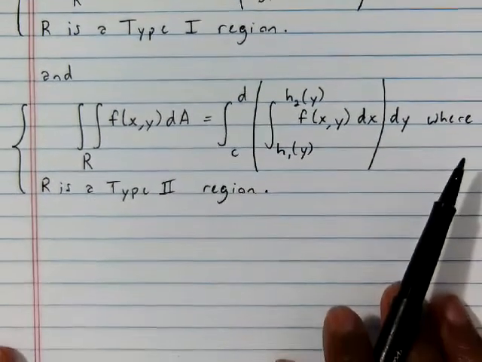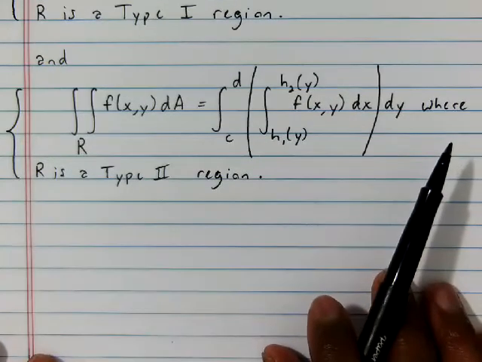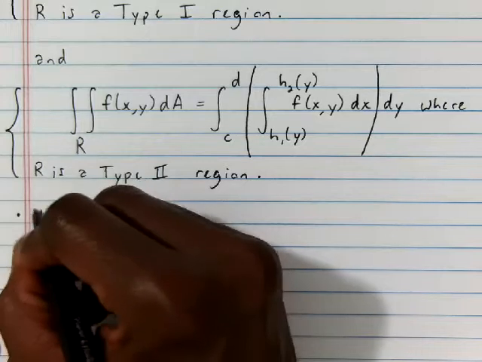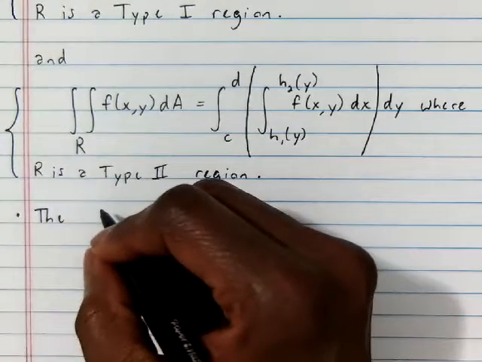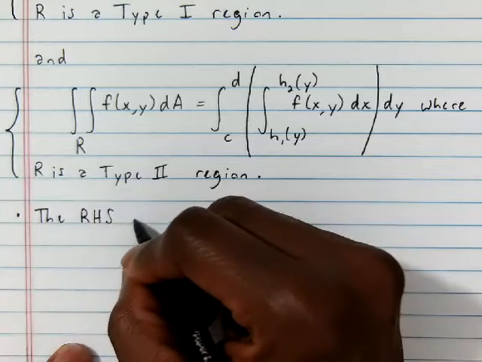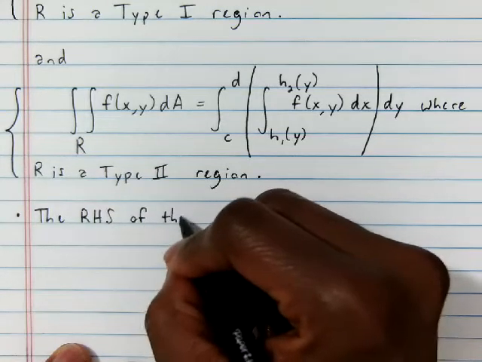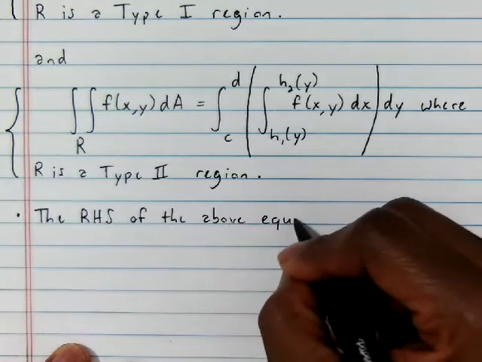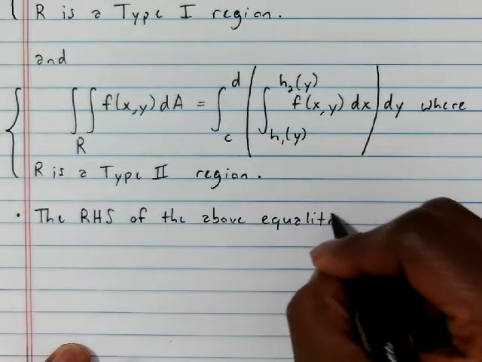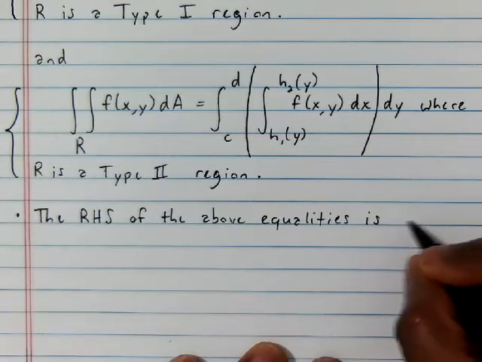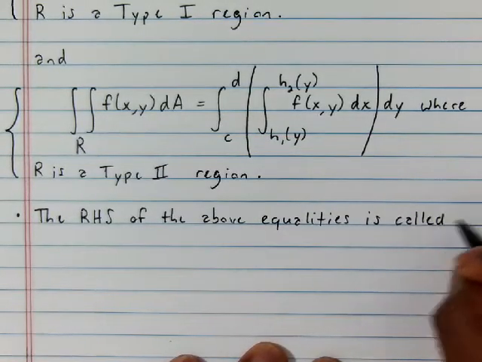So now a couple of other notes about these two integrals. First, and this is just because you're going to see this terminology in your textbook, the right-hand side of the above equalities is called an iterated integral.